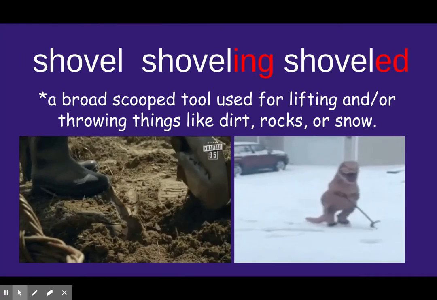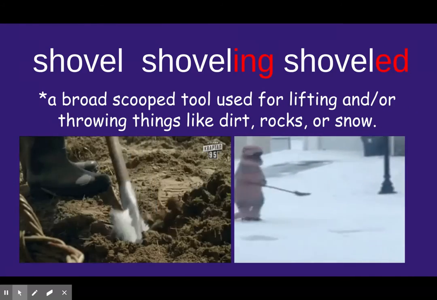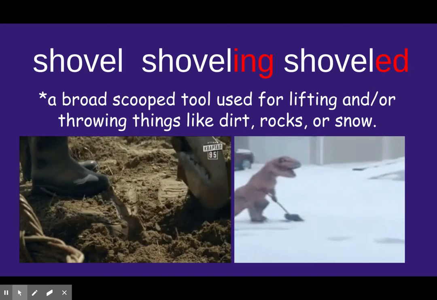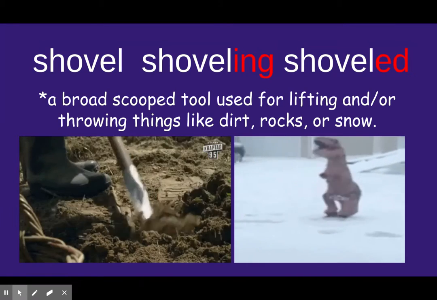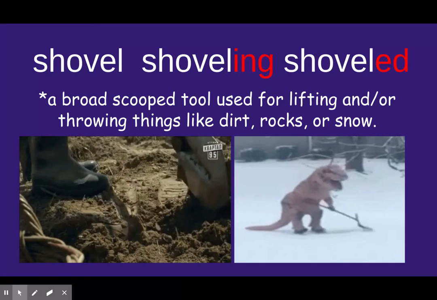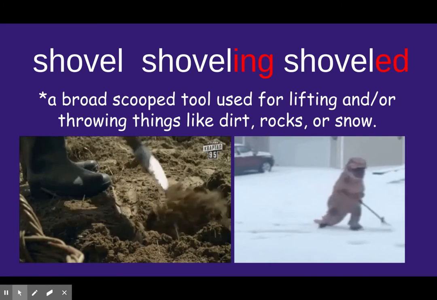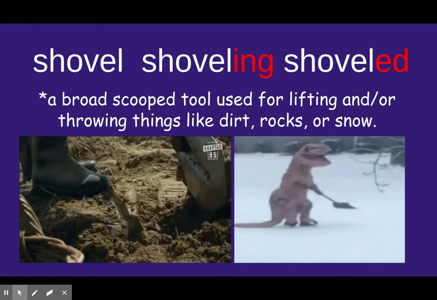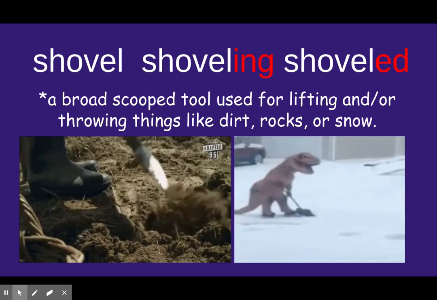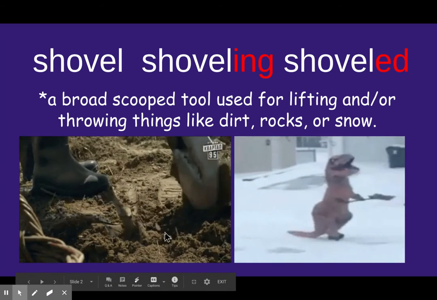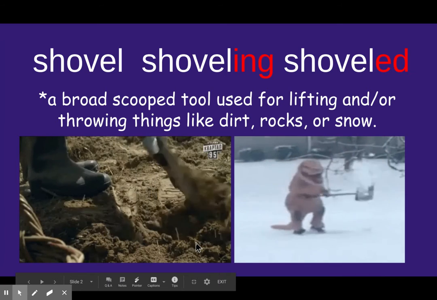Our next word is also a verb. So again, you see the ing and the ed. So we have shovel as a base word, shoveling, shoveled. And what a shovel is, it's a very wide scooped tool that's used for lifting and or throwing things like dirt, rocks, or snow. So in a garden, it makes it a lot easier because you can dig more up and you can move more dirt at one time.